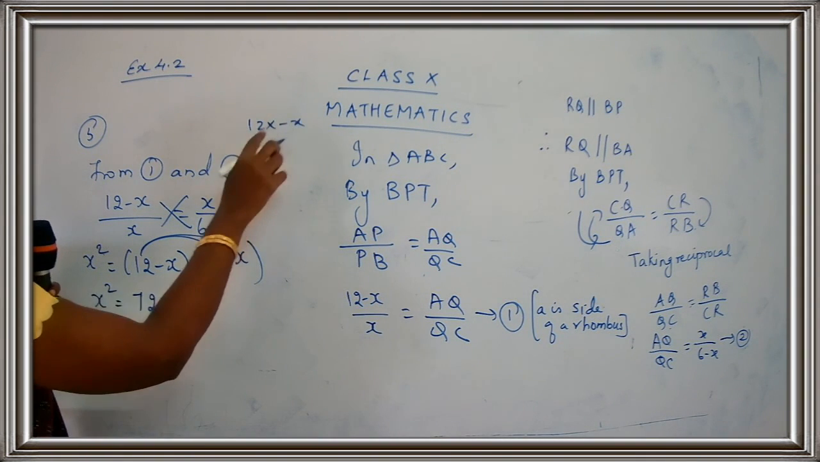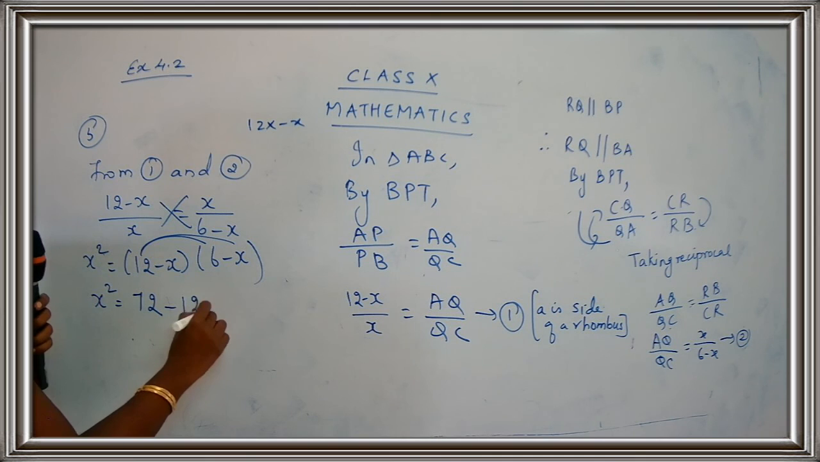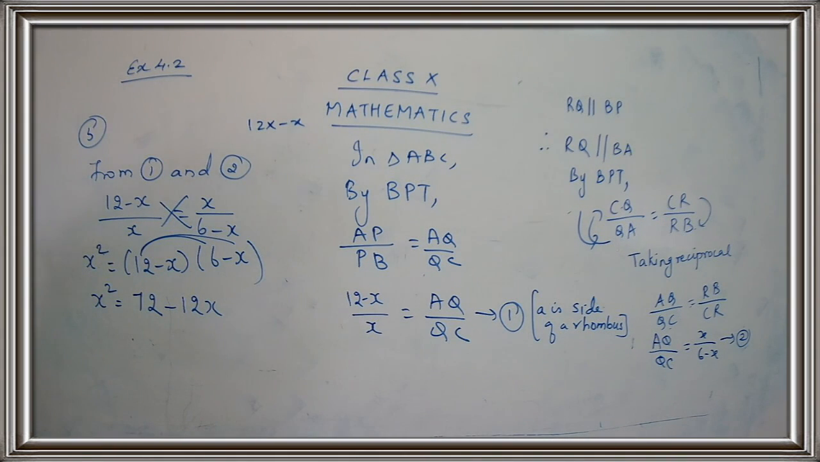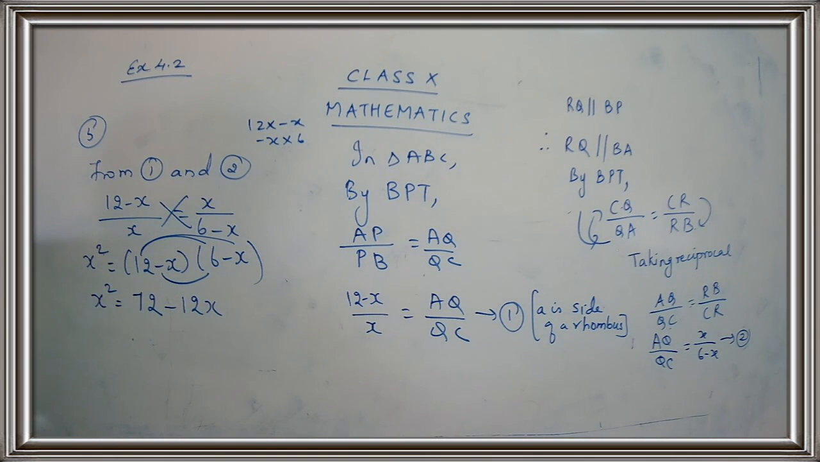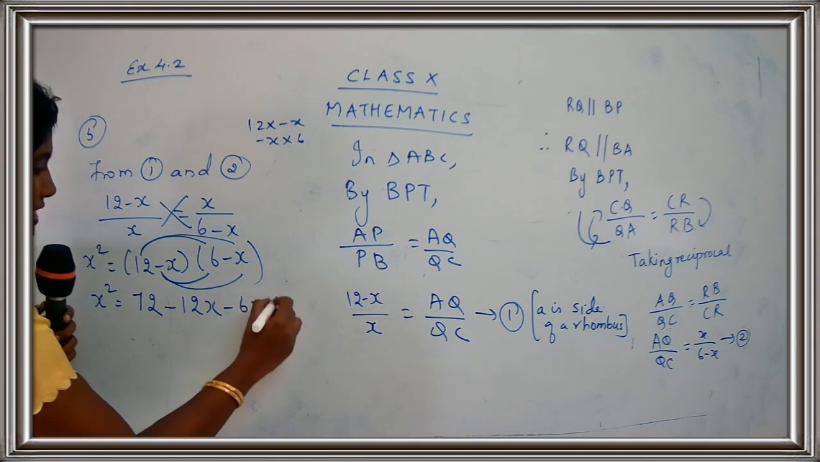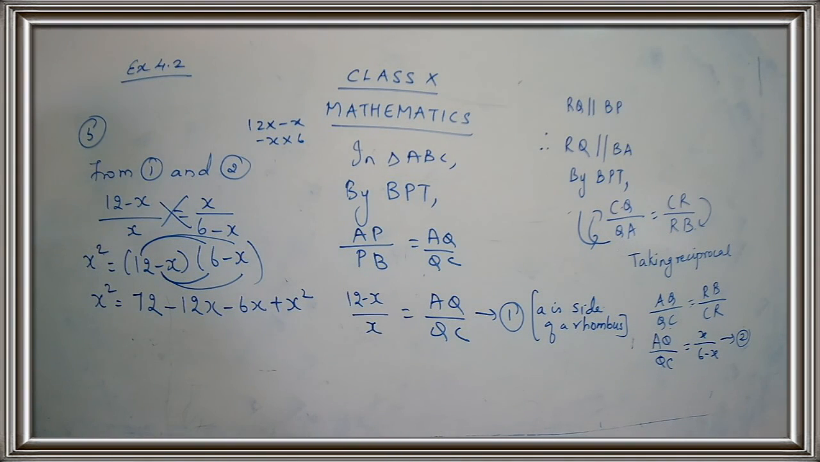Now here I'm just going to open the bracket. What do we get here? X square is kept as it is. 12 into 6, what is 12 into 6? 72. Yes. 12 into minus X, what is 12 into minus X, children? Minus 12X. Next, minus X into 6 is minus 6X. And what is minus X into minus X? Minus minus plus. So you get here plus X square.